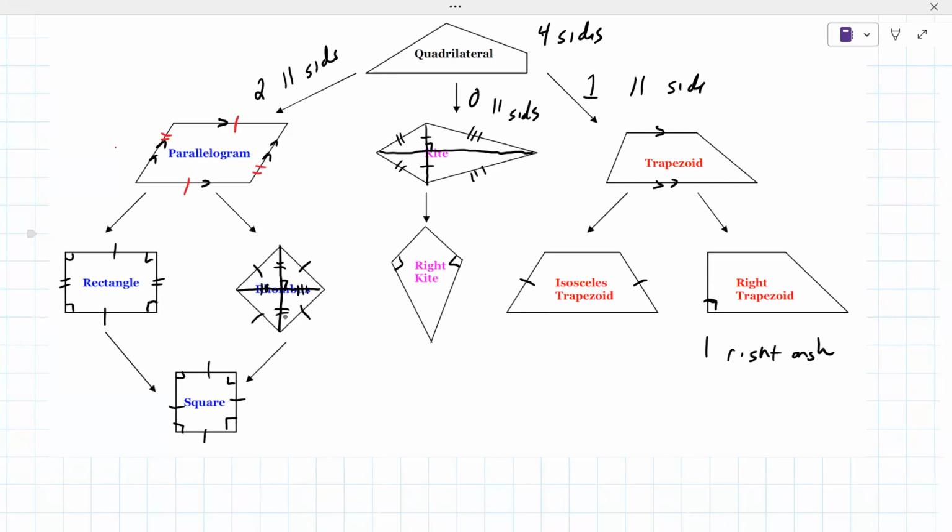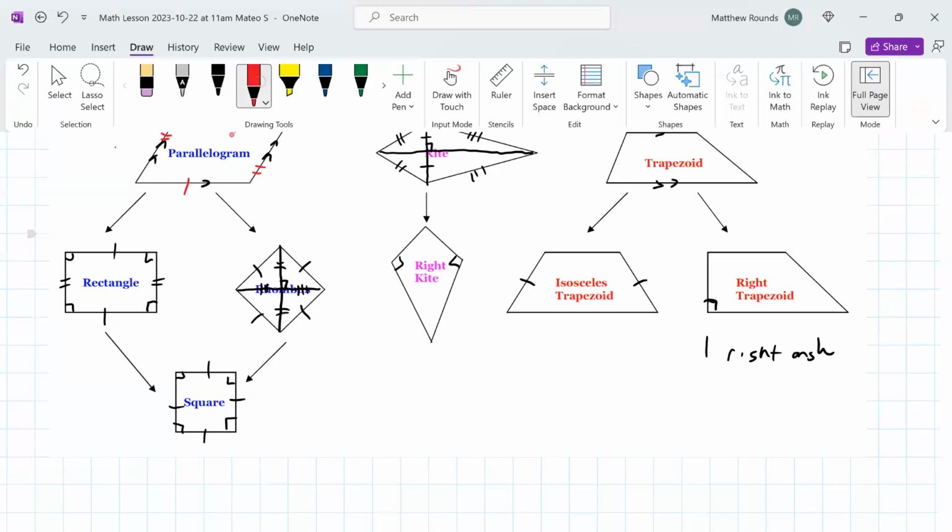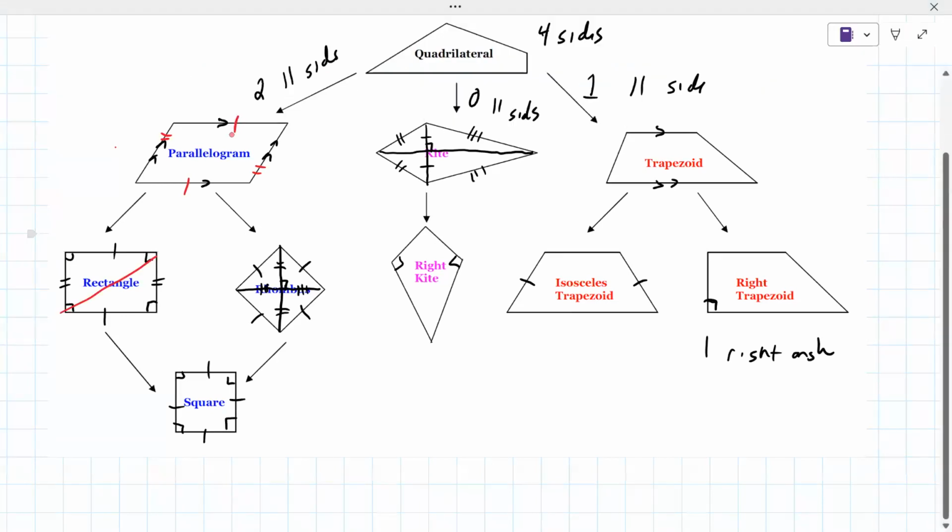By bisecting, does that mean hitting at the same point, or cutting in half? Cut in half, okay. So this left is the same as this right, and this top is the same as this bottom. In a rectangle, the diagonals are congruent. Same with the square, things like that.